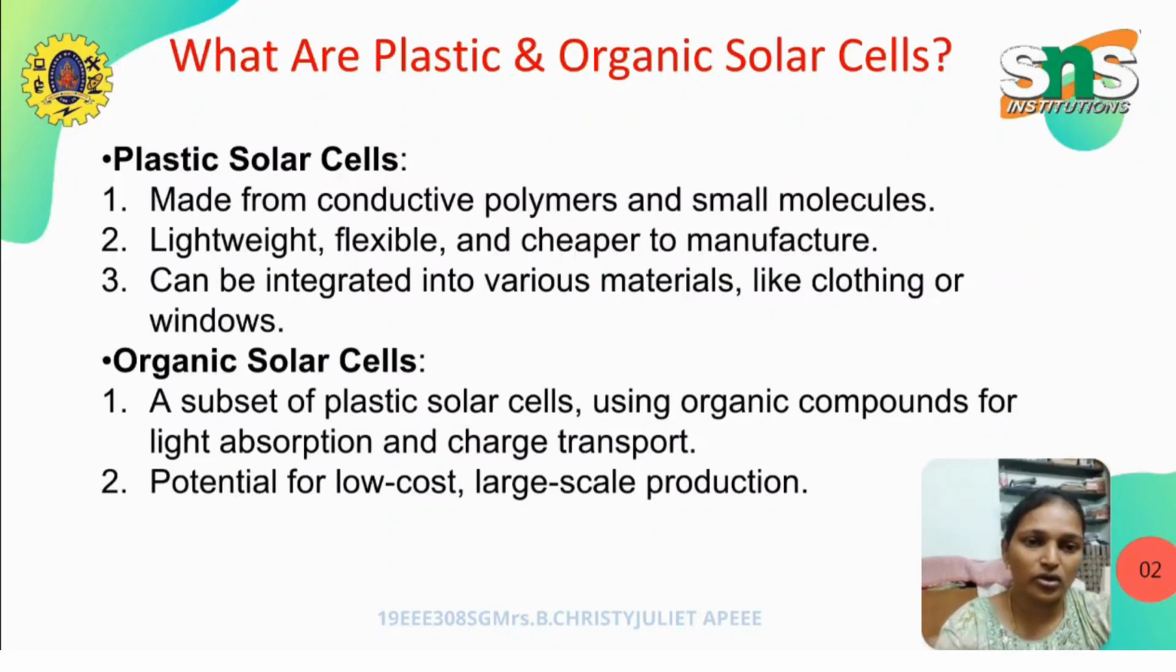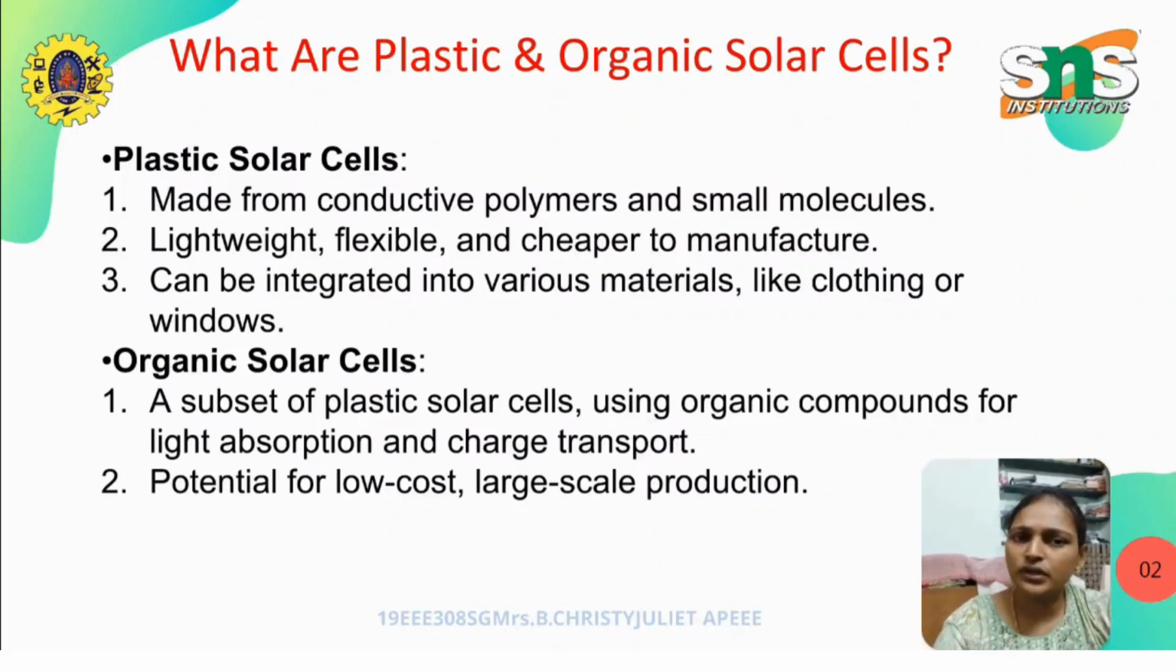Like I already said, these kinds of solar cells are specially meant to increase the power output efficiency of solar cells. The main advantage of organic solar cells is that they are very cost effective and can easily be produced on a large scale at a cheaper cost. That is why these organic solar cells are being commercialized and utilized in a wide range.